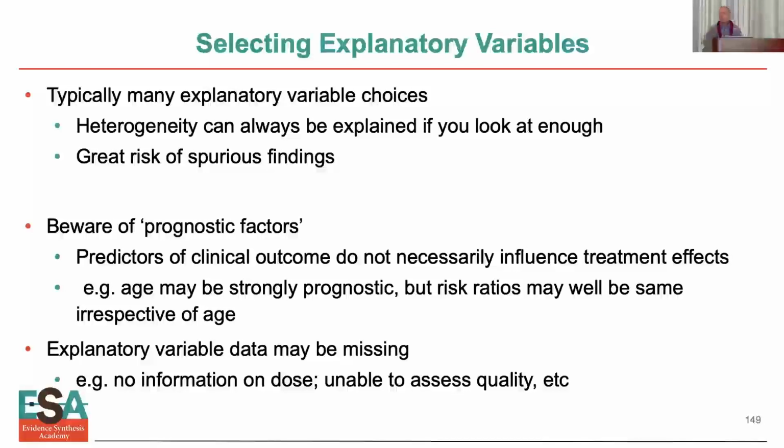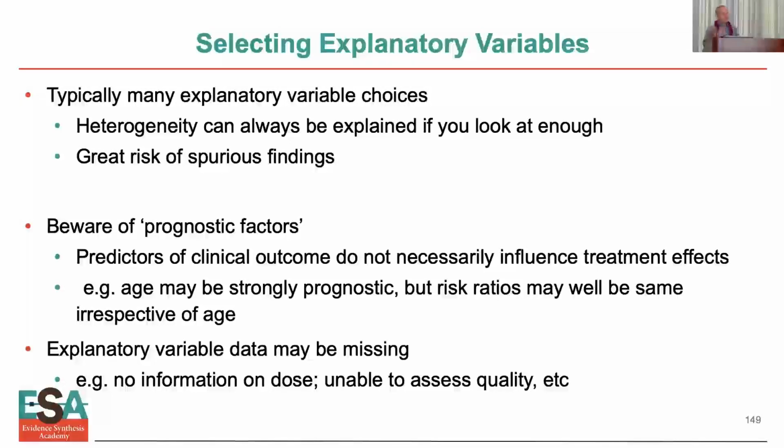You also have to be aware of prognostic factors. In other words, prognostic factors are factors that predict the outcome, but they don't necessarily predict the treatment effect. Remember, in a meta-analysis, the treatment effect is the outcome. So if I'm looking at mortality as my outcome, in the meta-analysis, the outcome is the odds ratio, which is the difference in mortality between the two groups. So there might be a factor which predicts mortality, like age, but it doesn't predict the difference between the treatment and the control. So it's not actually an interaction effect, it's really a main effect in the regression.